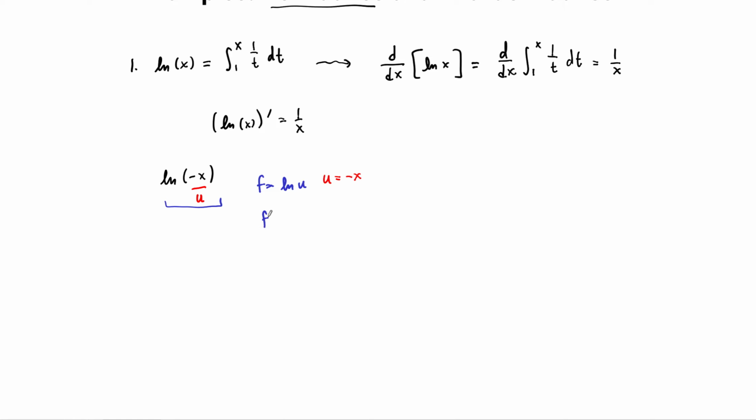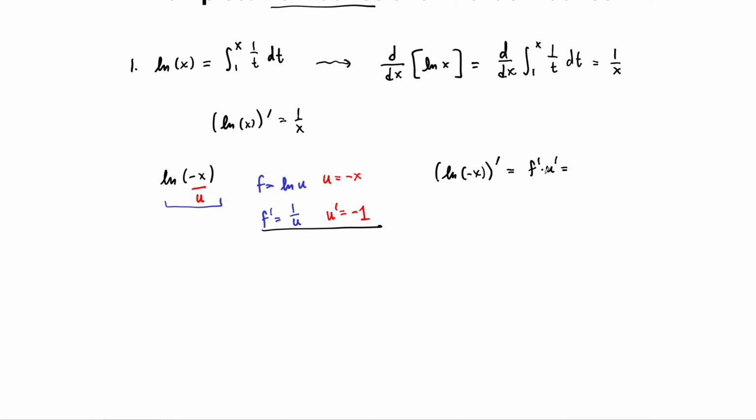And then if we take these derivatives with respect to their respective variables, the derivative of natural log u, we just said that should be 1 over u. And the derivative of u with respect to x is just -1, right? And of course the chain rule says that we should multiply these together, right? So the derivative of the natural log of minus x is equal to this product, f prime times u prime.